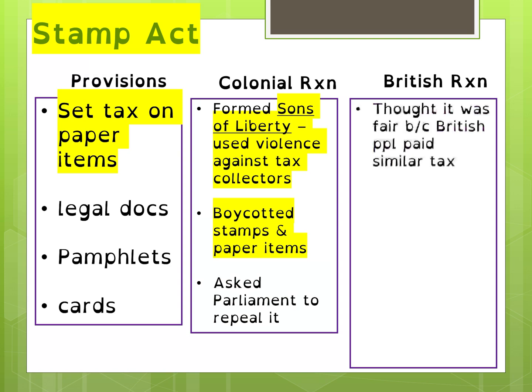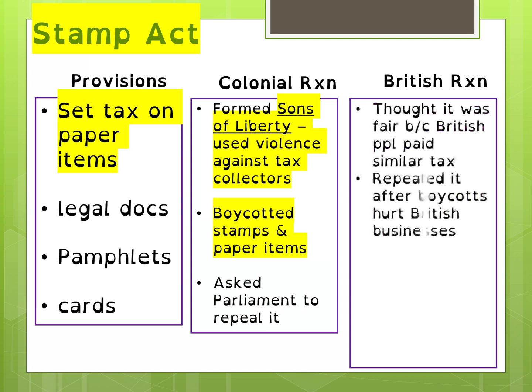Now, the British government says, you guys are being ridiculous. This is a totally fair tax. The people who live over here in Britain are paying a similar tax. And you're always saying that you want to be treated like British subjects. Well, here we are. We're trying to treat you like British subjects. And look at what you're doing. So, it's like no matter what we do, you're not happy.